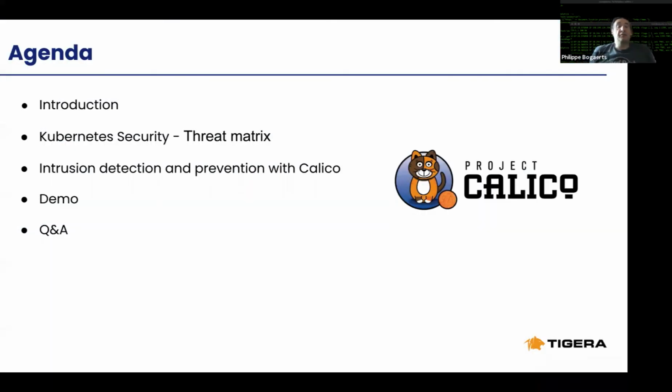So for today, I'll brainstorm a little bit about Kubernetes, how to look at it, what a threat matrix is. And in the second part of the presentation, we'll focus on what and how Calico, as well as Calico Enterprise, can do to at least solve the pain related to network security.